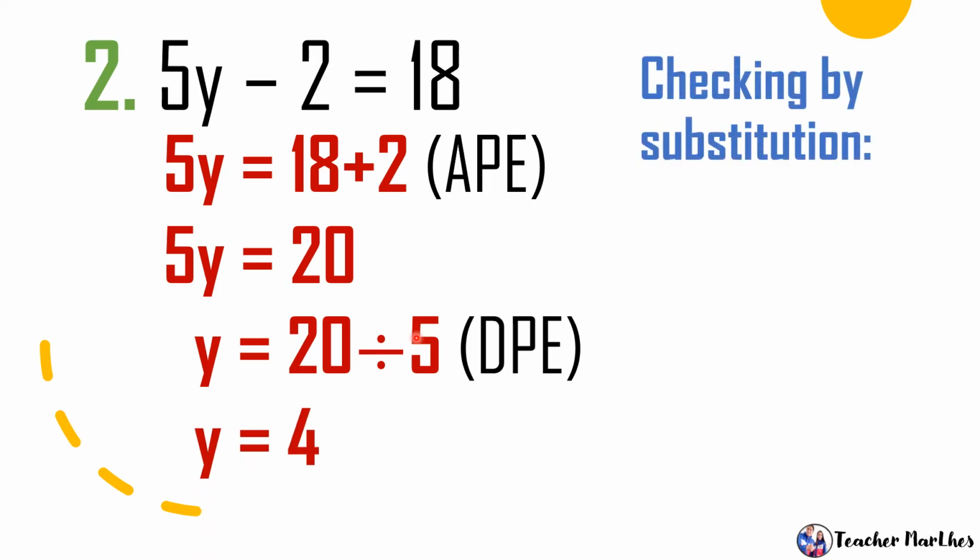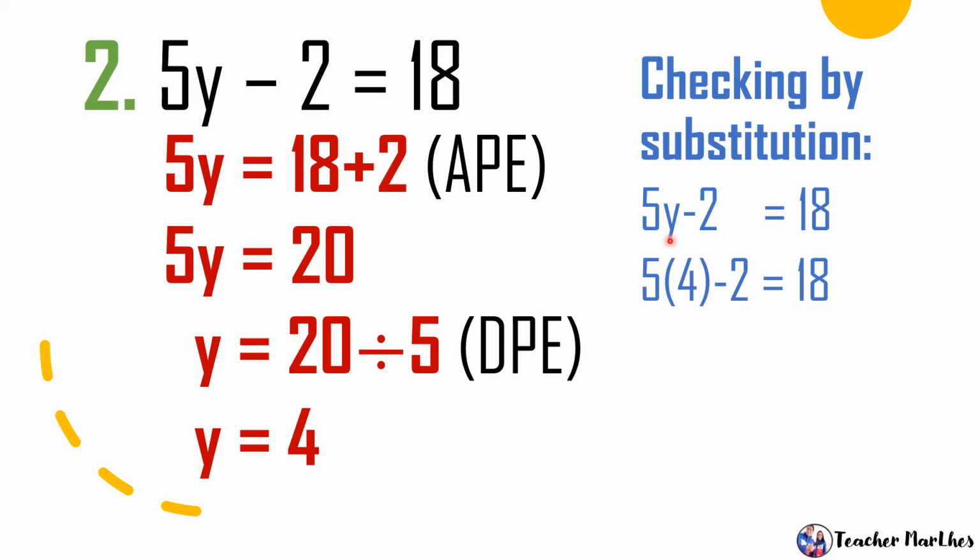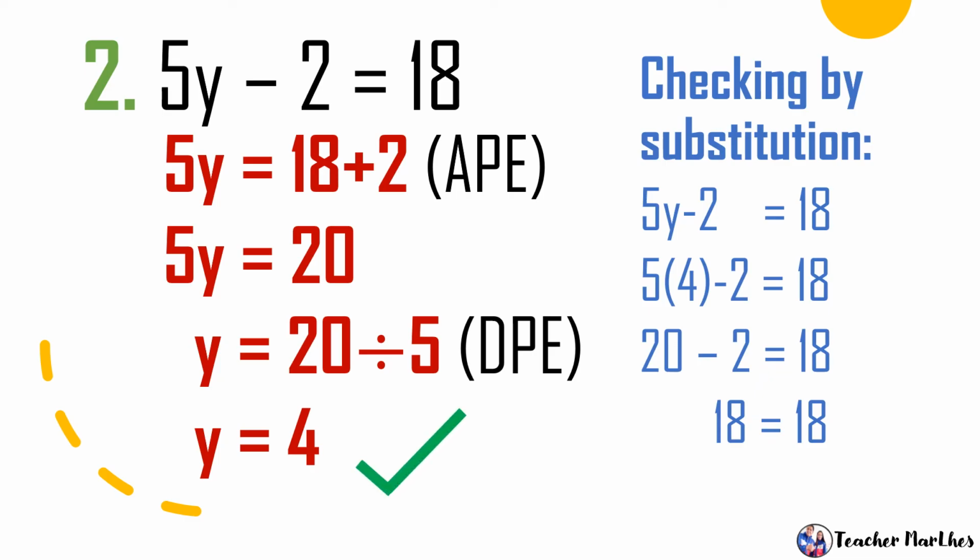So, let us check if our answer is correct using the substitution method. So, we will substitute the value of y with 4. So, 5y minus 2 equals 18. So, 5 times the value of y, which is 4, minus 2 equals 18. So, 5 times 4 is equal to 20 minus 2 equals 18. So, 18 equals 18. Therefore, 4 is correct.